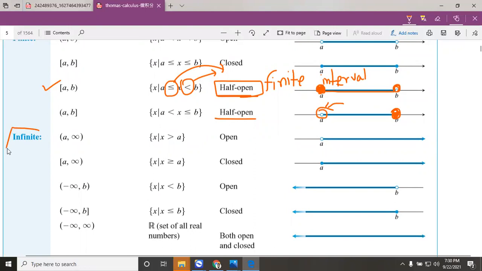And for infinite interval, okay, let me take a break for 2 minutes.